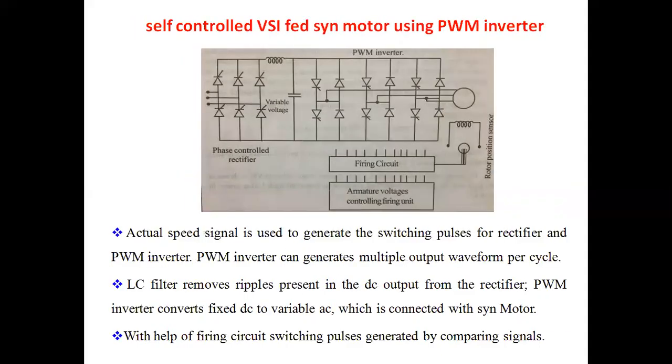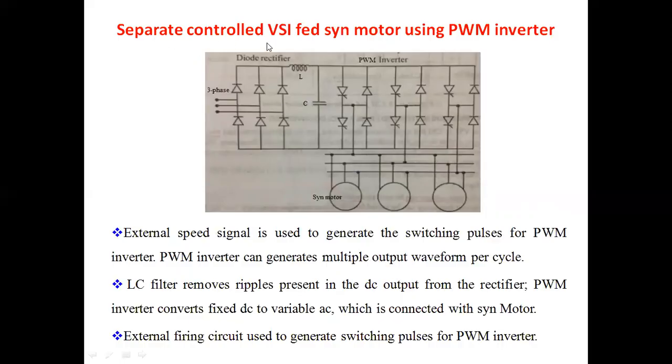Next one, self-controlled VSI fed synchronous motor using PWM inverter. Same as the previous circuit, only the inverter is changing. In the previous one, square wave inverter; here, PWM inverter. So we can generate multiple output waveforms per half cycle. It's connected with the synchronous motor drive. Obviously it's a self-control, so we do the firing pulse generation with the help of the motor's own parameters. I mean, the frequency and speed signals are measured from the motor itself.